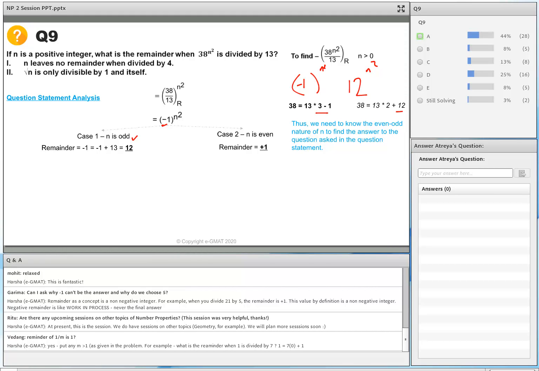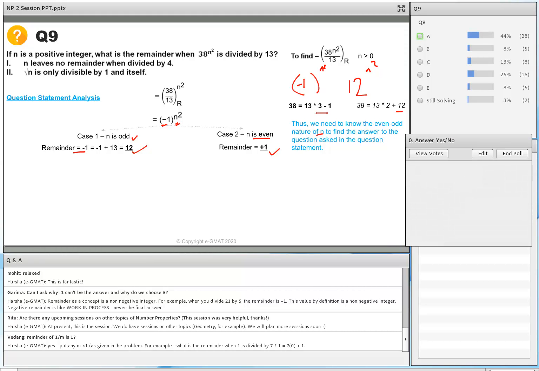It would always give me minus 1. So in that case, the remainder would be minus 1. And I know that final remainder cannot be minus 1, so the remainder would be 12. Any which way, if I know that n is odd, I will get a remainder. What if n is even? If n is even, minus 1 to the power even is again plus 1, right? So I'll get a remainder if n is even as well. So I just need to understand the even odd nature of n to find out the answer for this question.